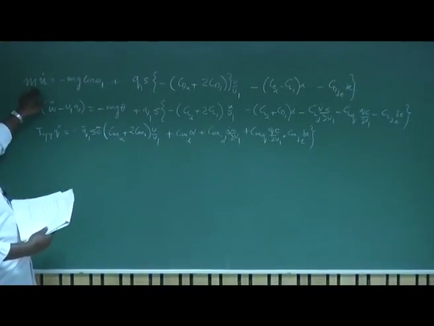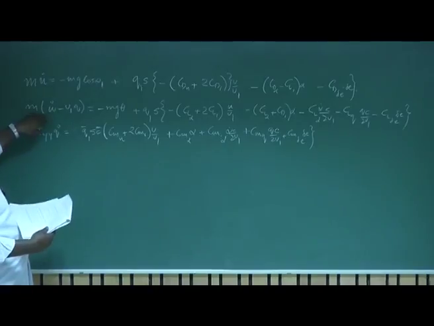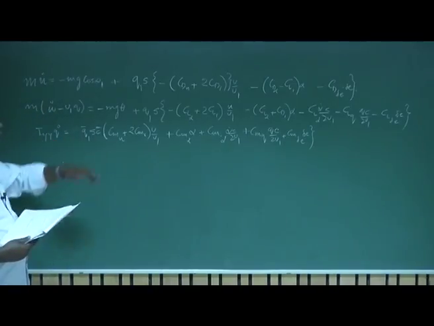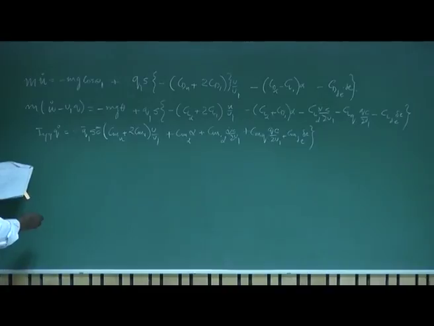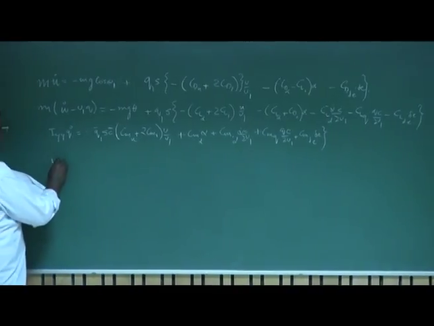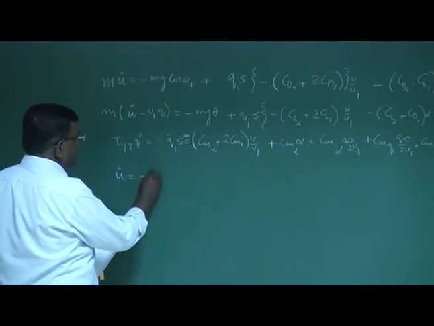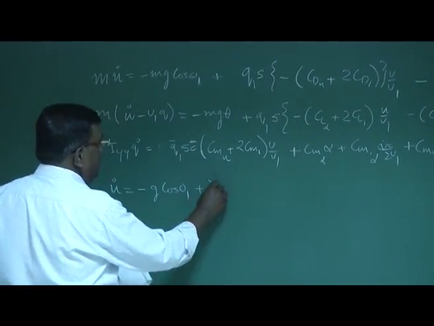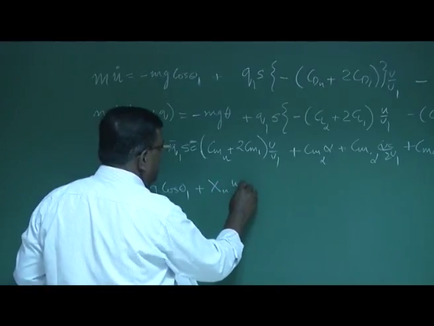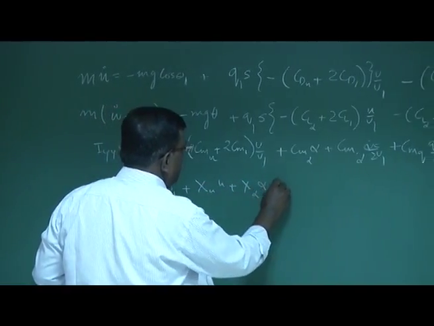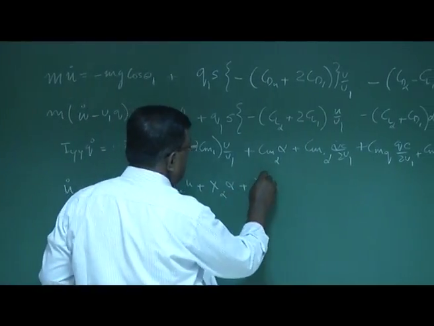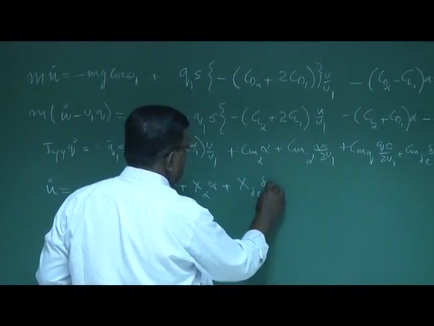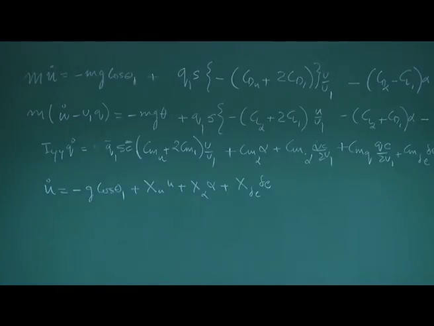And then we did a little bit of algebraic adjustment. We divided each term by m, so I have got u dot here. I divided each term by m to get w dot here, and the moment equation by Iyy. Then we wrote this equation as u dot equal to minus g cos theta 1 plus Xu into u plus X alpha into alpha plus X delta E into delta E, and Xu, X alpha, X delta E we define as dimensional derivatives.